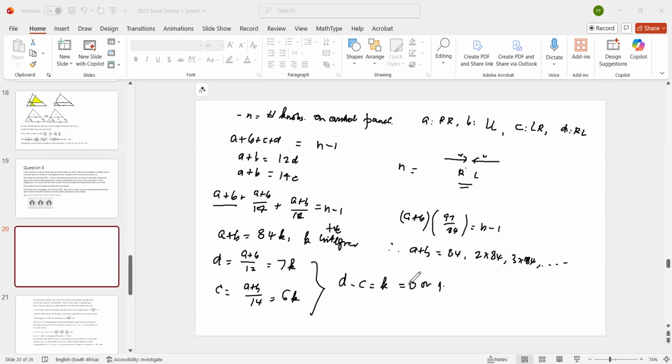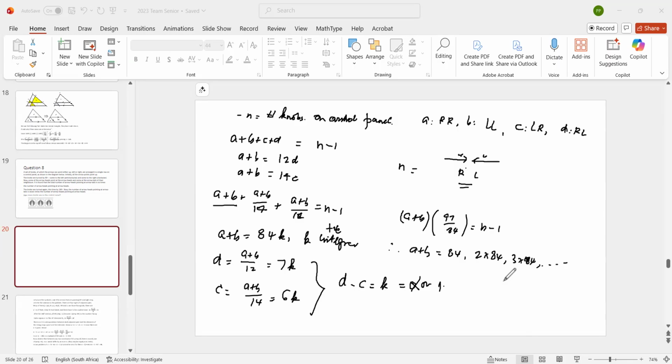Right? Now K can't be 0 because if K is 0, then A plus B is 0. And D is also equal to 0. C is equal to 0. Everything is 0. So what happens is that N is equal to 1 in that case. See, if A plus B is 0, then n is equal to 1. Okay, this is out. So k is equal to 1.